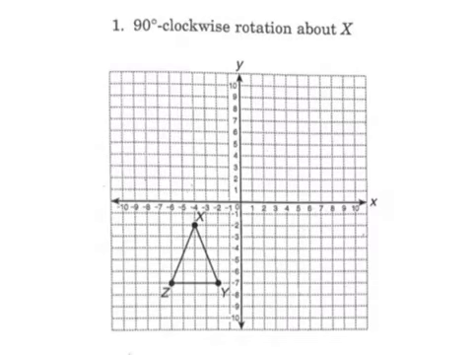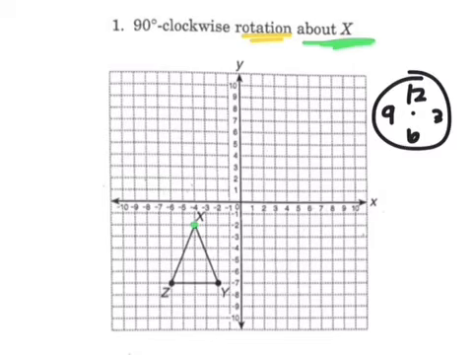Our first transformation is a 90 degree clockwise rotation about the x. Rotation means we're going to turn it, and about the x means the x stays right where it is. To move this 90 degrees clockwise, you could think about a clock. The hands of a clock move in this direction, so our rotation will also go clockwise.